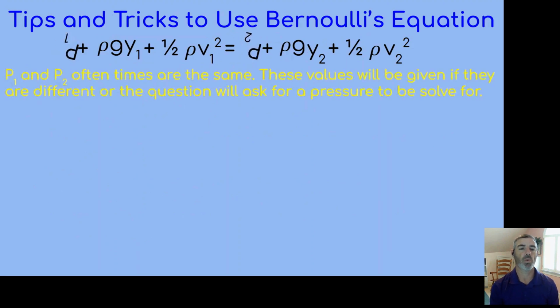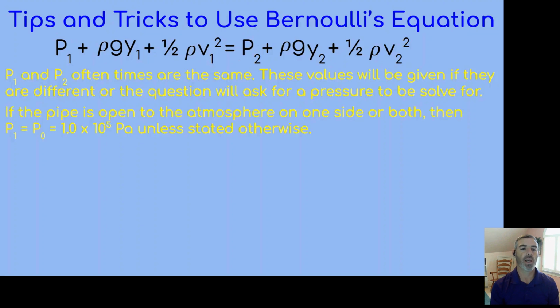So first, let's look at P1 and P2. Now, oftentimes, these are going to be the same as the water's flowing through the pipe, and these values will be given if they're different, or the equation will ask for pressure to be solved. Now, if the pipe is open to the atmosphere on one side or both, then that's just the P naught, which is 1 times 10 to the 5th pascals, unless it's stated otherwise. And that value is on the front cover of your formula sheet.